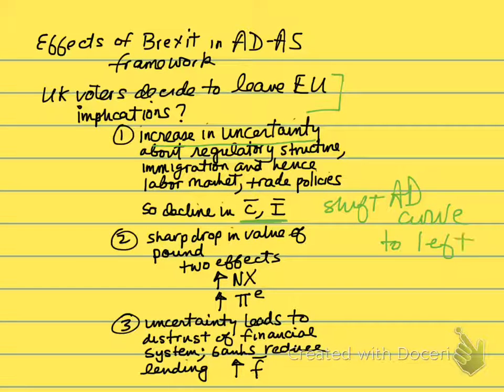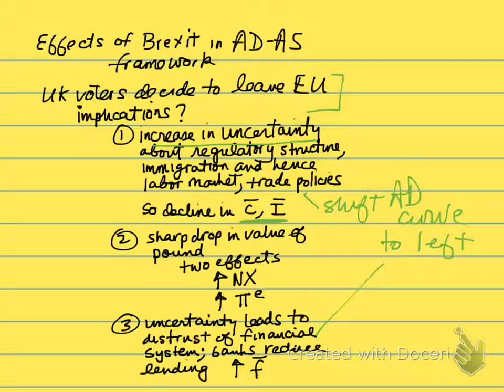Now, something else that might shift the aggregate demand curve to the left is that this uncertainty leads to distrust of the financial system. So British people start thinking, oh, this Brexit might generate a lot of uncertainty. I don't really trust the banks anymore, especially after Northern Rock nearly collapsed back in the financial crisis, and so I'm going to start withdrawing funds from my bank account and buying gold and keeping it buried in my home. So we might think that a financial crisis might result.